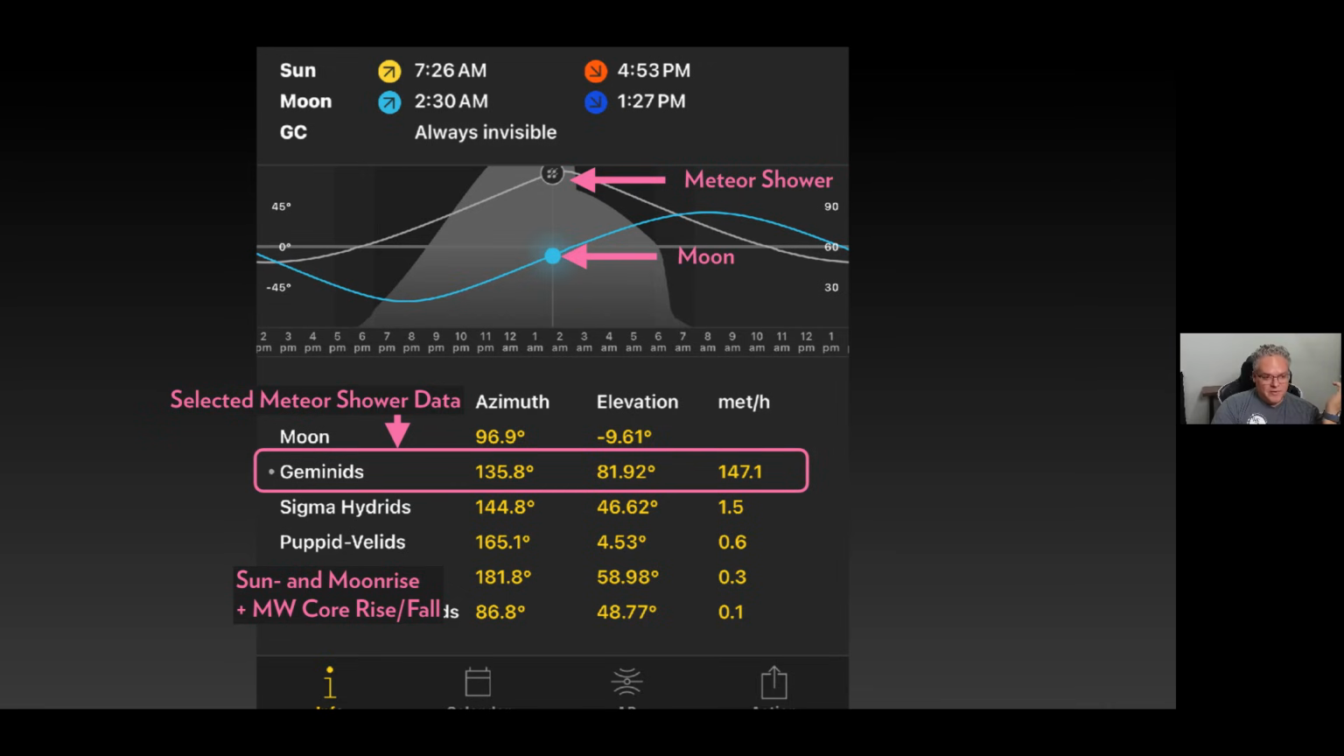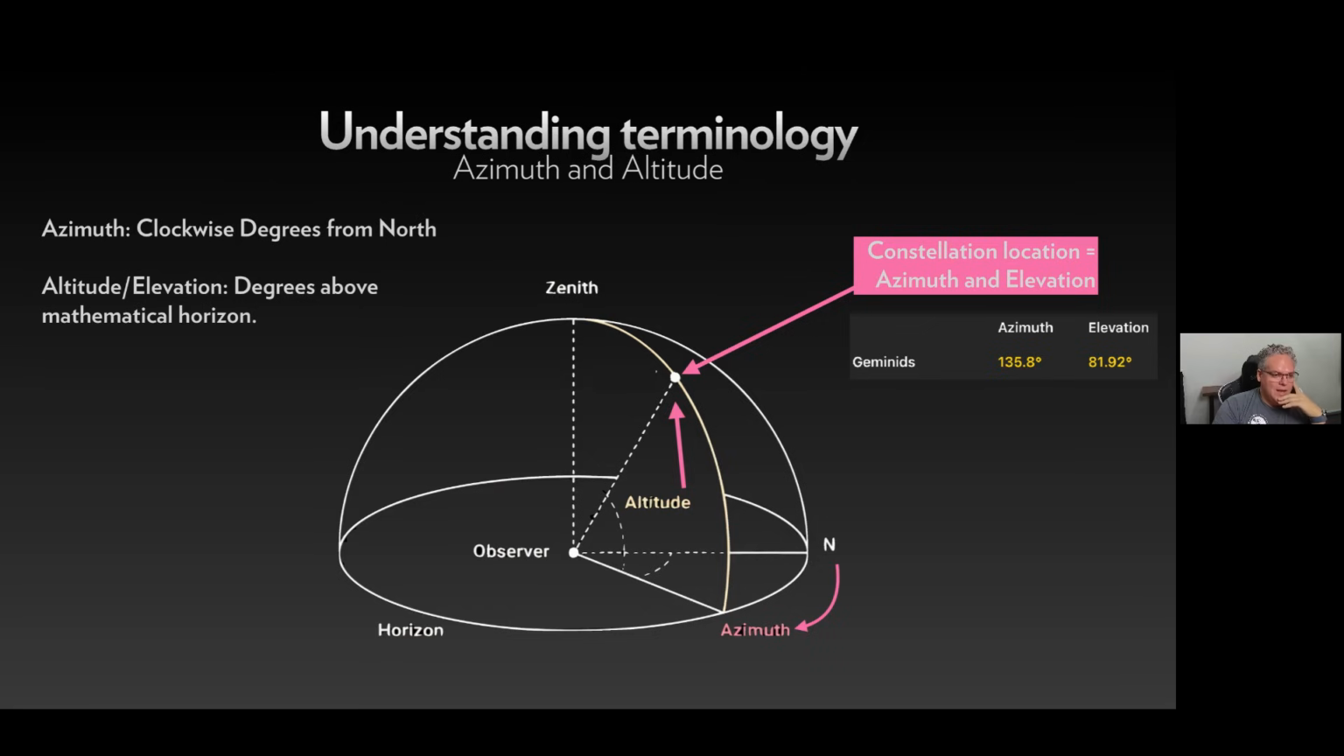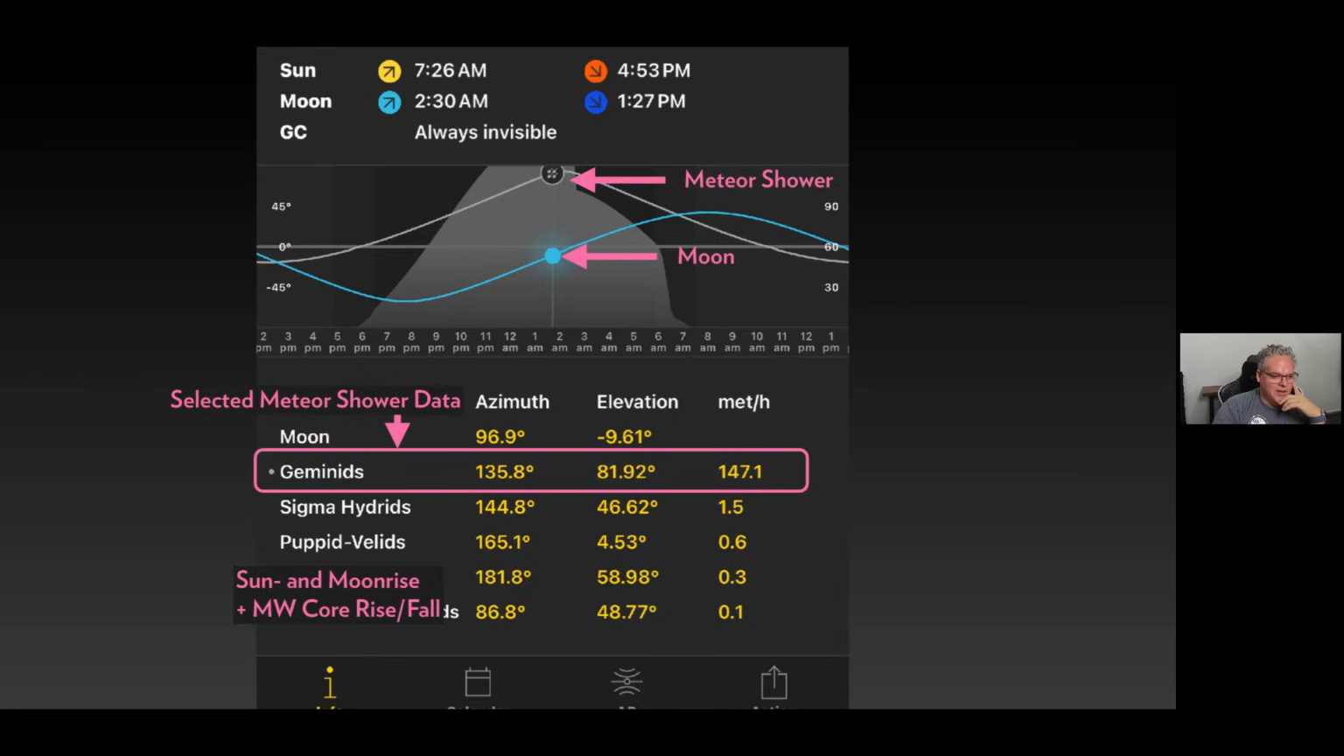So this is a very helpful thing, and this will change slightly depending on what location you set, which is why we talked about setting your location first. Now, I threw some numbers at you back here, right? Right here we have azimuth and we have elevation. Let's talk about what those are.